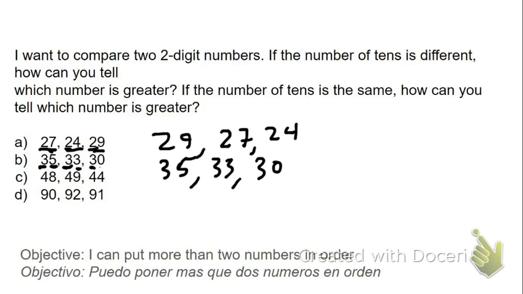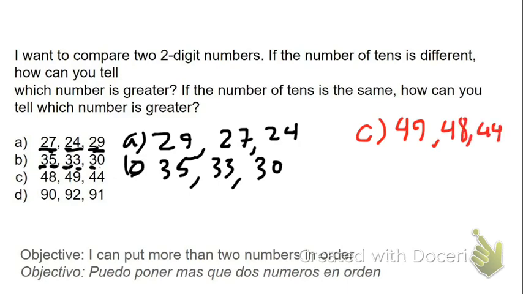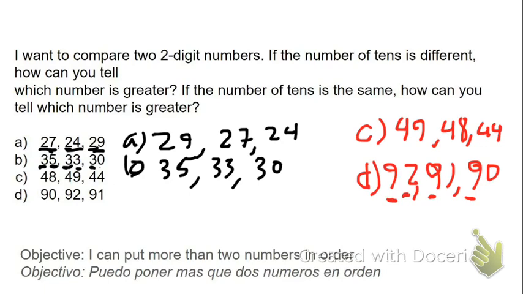Okay, welcome back. So this was A, and this is B. And now let's do the ones that you did as an example here. C is 49, 48, 44. And D is 92, 91, 90. Again, remember, we're just looking at the largest place value, noticing that it's the same, and then checking the next largest place value. Okay, let's continue.